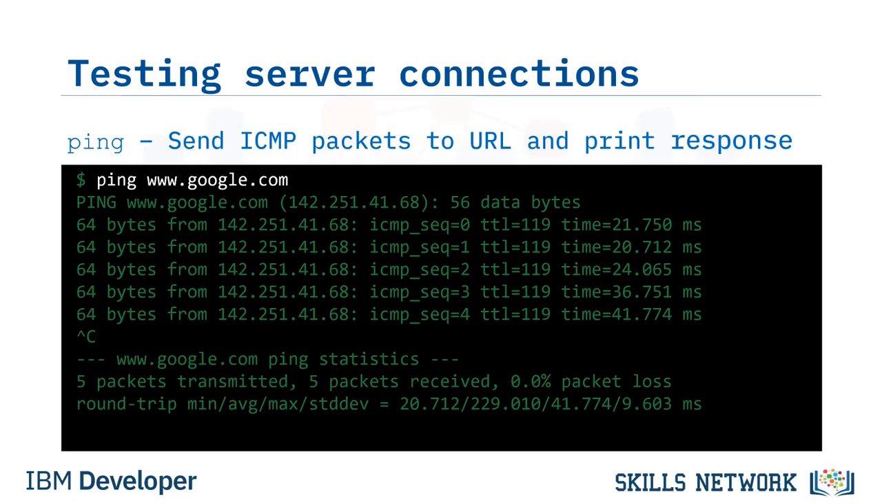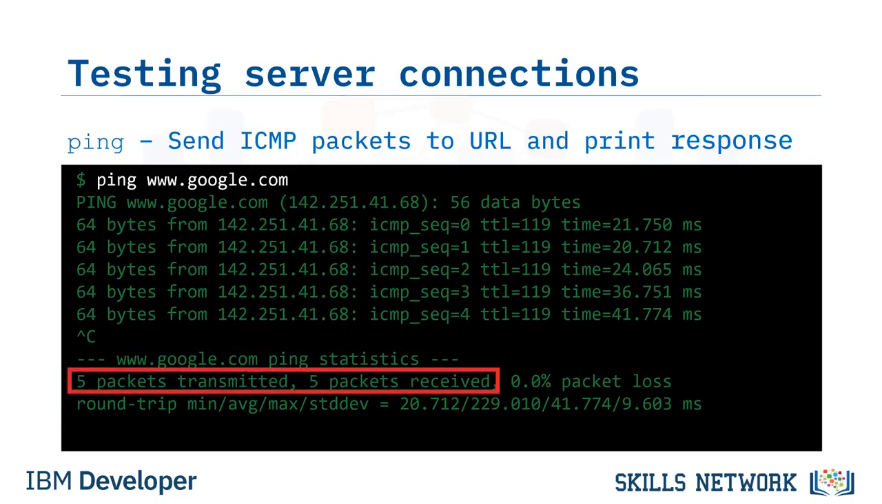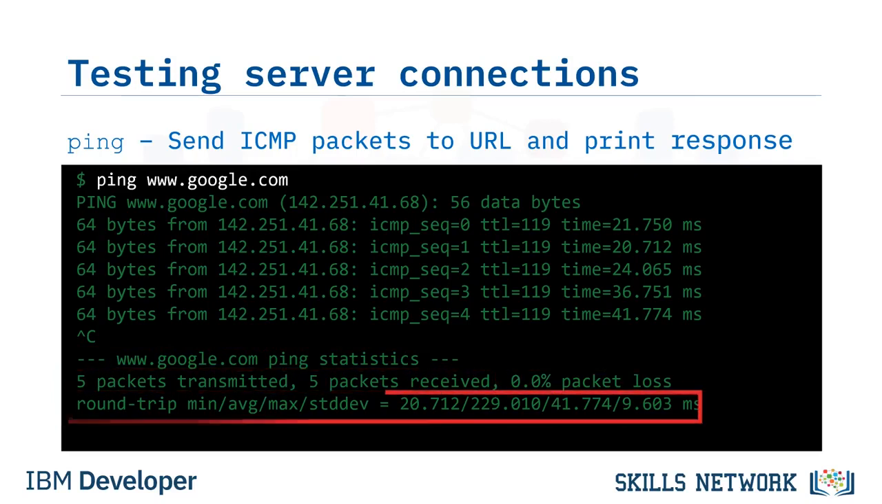For each echo request, ping reports useful information, including the IP address of the given URL, 142.251.41.68, and the total round-trip time in milliseconds. The provided statistics at the end include how many packets were transmitted and received, the percentage of packets dropped, and the minimum, average, maximum, and standard deviation of the round-trip times in milliseconds.